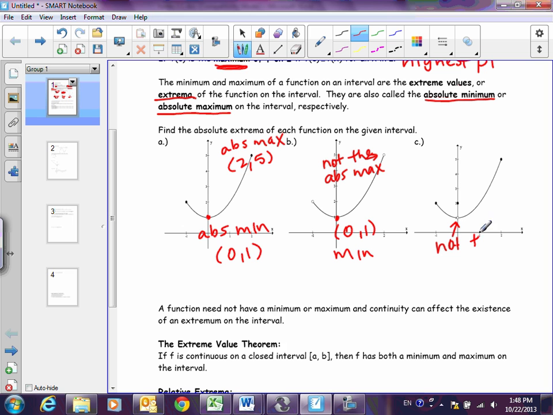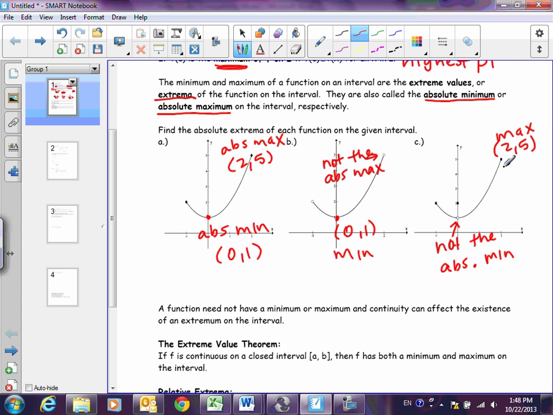So I just want you to write not the absolute minimum. Now we could use limits, and we could do a lot of things to say what the minimum is. But I just want you to see that when there's a hole there, that's not the absolute minimum. Now, if this point, which was here, had been moved below, we would have a minimum then, all right? But we don't here. And then the absolute max, that's still 2, 5, okay? So that didn't change on this one.